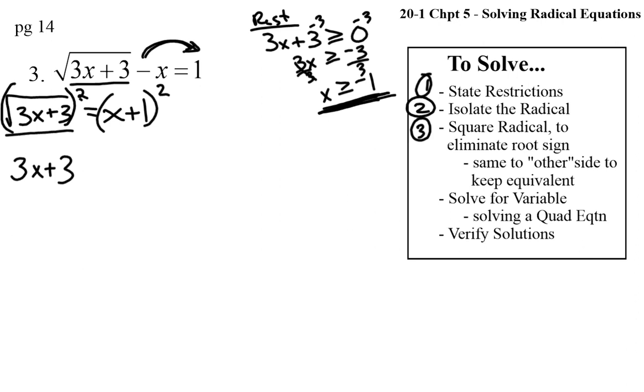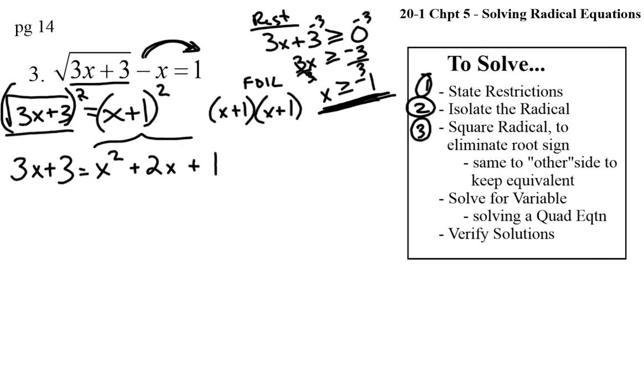Oh, how many times have I talked about this? X plus 1 squared is x plus 1 times x plus 1. Make sure you FOIL that. So x plus 1 times x plus 1, if you do all the FOIL steps, is x squared plus 2x plus 1. There's the foiling of the x plus 1 squared.